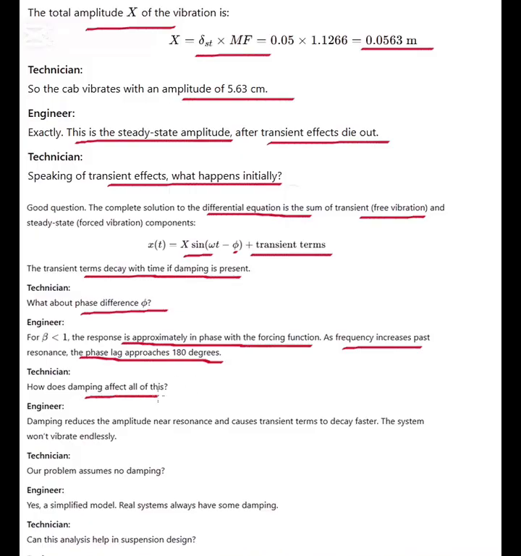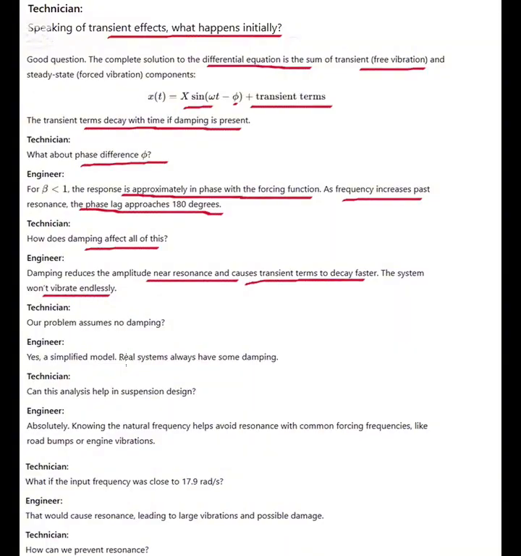How does the damping affect all of this? Damping reduces the amplitude near resonance and causes transient terms to decay faster. The system won't vibrate endlessly. If there is no damping, it's going to vibrate endlessly. Our problems use damping as a simplified model. Real systems always have some damping. Can this analysis happen in suspension design?